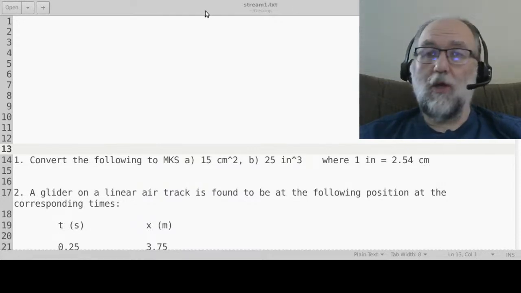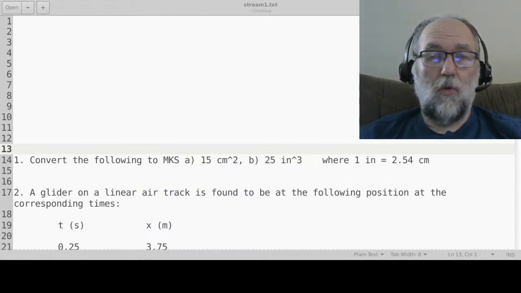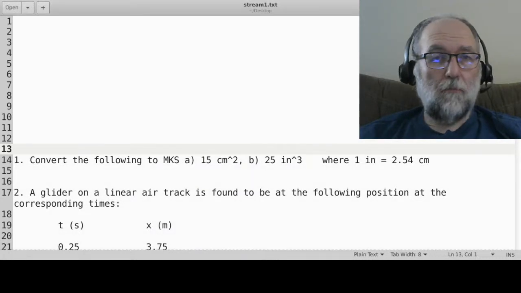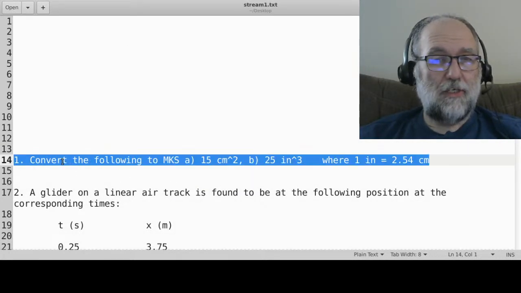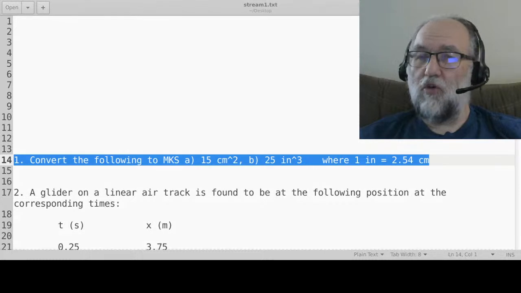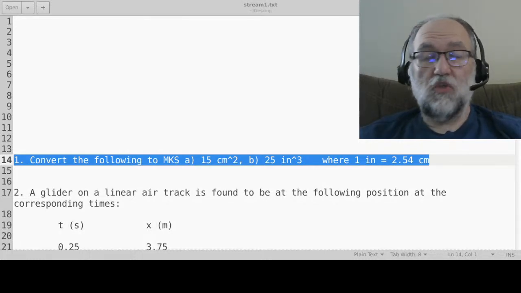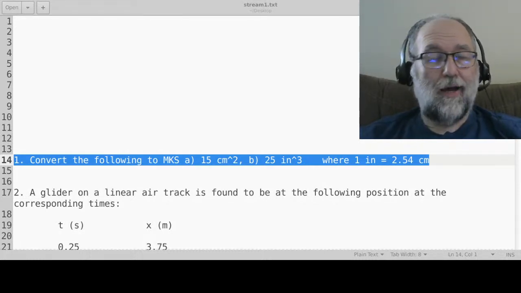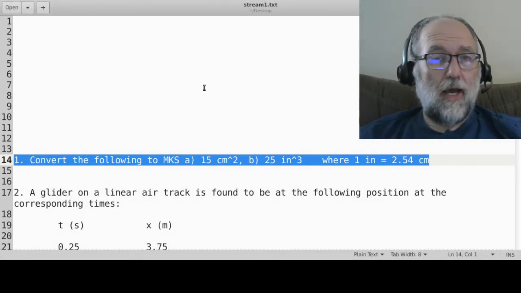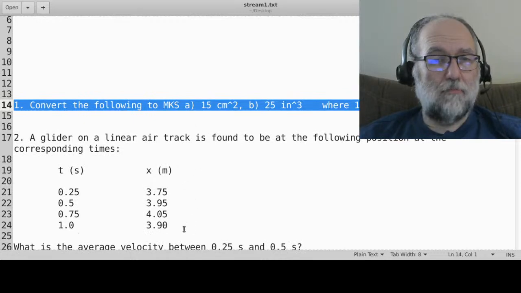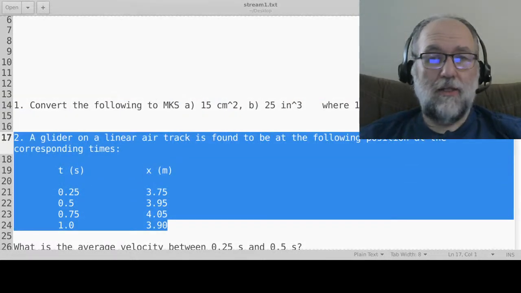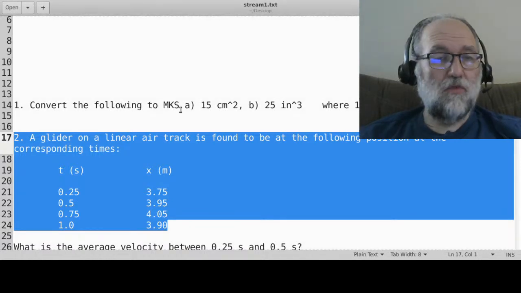Okay, so let me go through all the questions first to see if there are any questions that interest you, and then I'll just jump in. So the first question that I'm going to do is just a couple of conversions. Conversion is extremely easy, so I'll just do a couple. There's really no need to do more. Then I'm going to do one on average velocity, the non-calculus version.